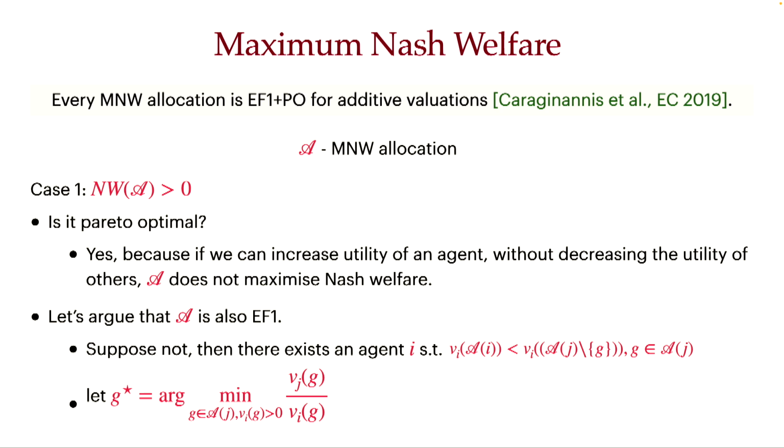My question is very simple. Why are there goods in the bundle of j that are positively valued, why is there at least one good that is positively valued by i?